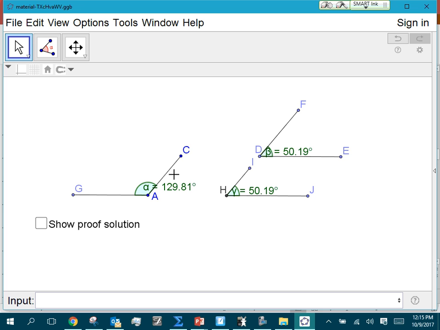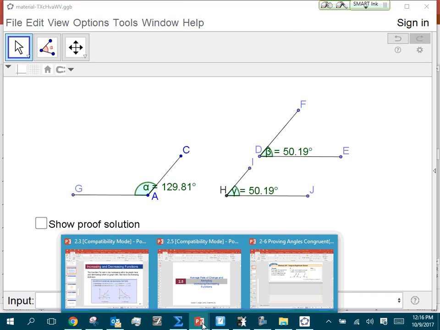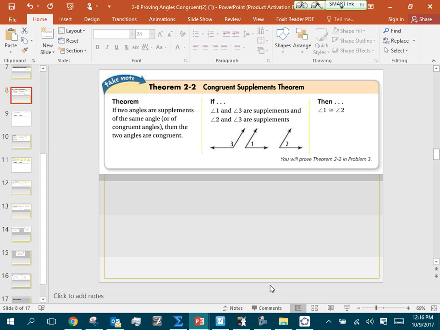So provided two supplementary angles here, A and D, and then an additional set of supplementary angles, A and H, if both pairings contain the same angle here, angle A, then these two will always be congruent. And that is seen in what we call the congruent supplements theorem.